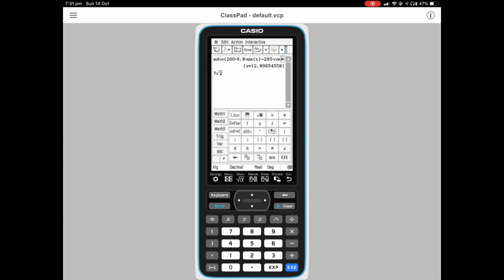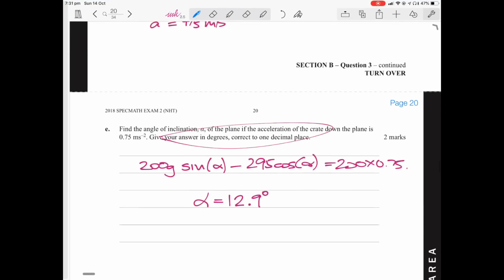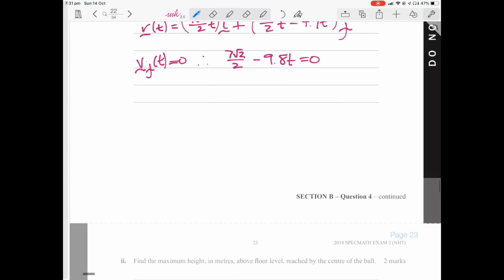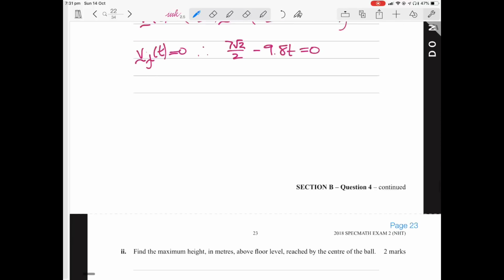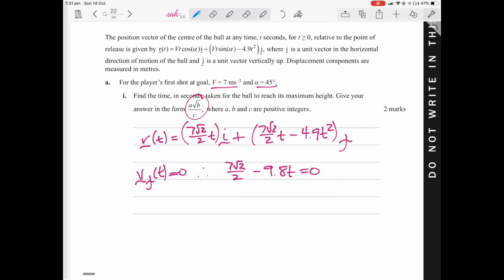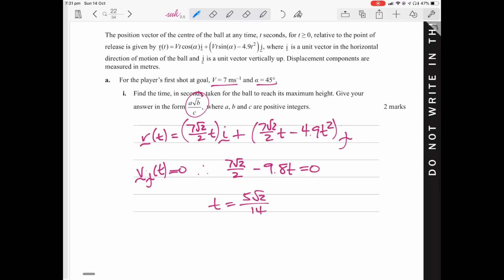7 root 2 on 2 minus 9.8x equals 0. Interactive event, solve for x. 15 root 2 on 5 root 2 on 14. Where'd it go? That looks good because our solution's supposed to look like that. So find the time: 5 root 2 on 14, what is it, seconds?